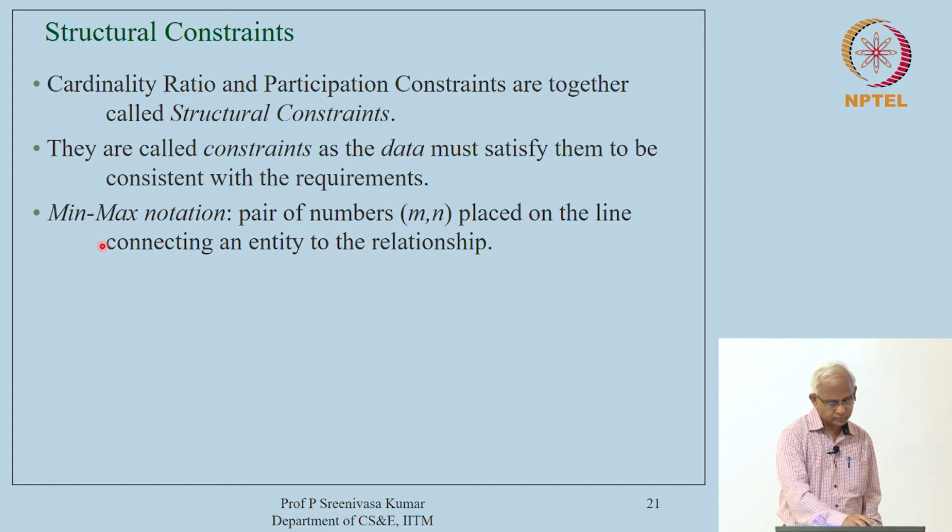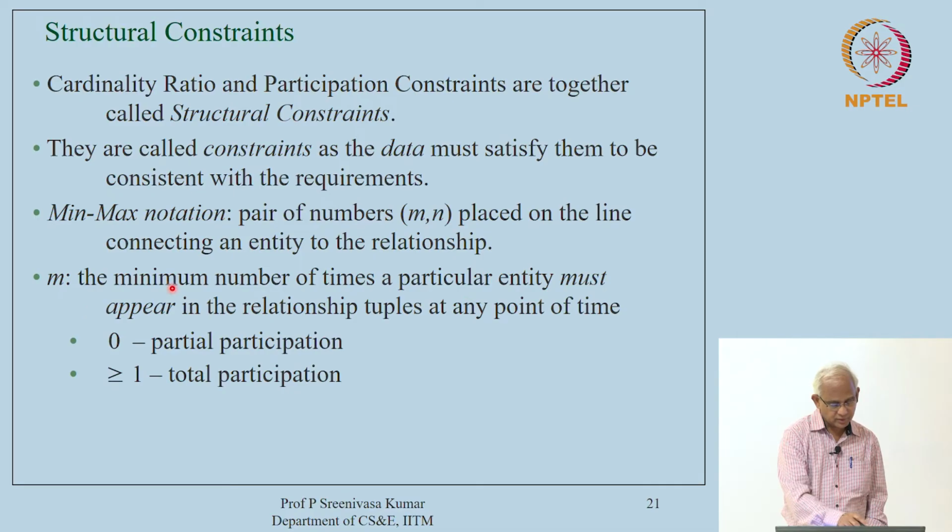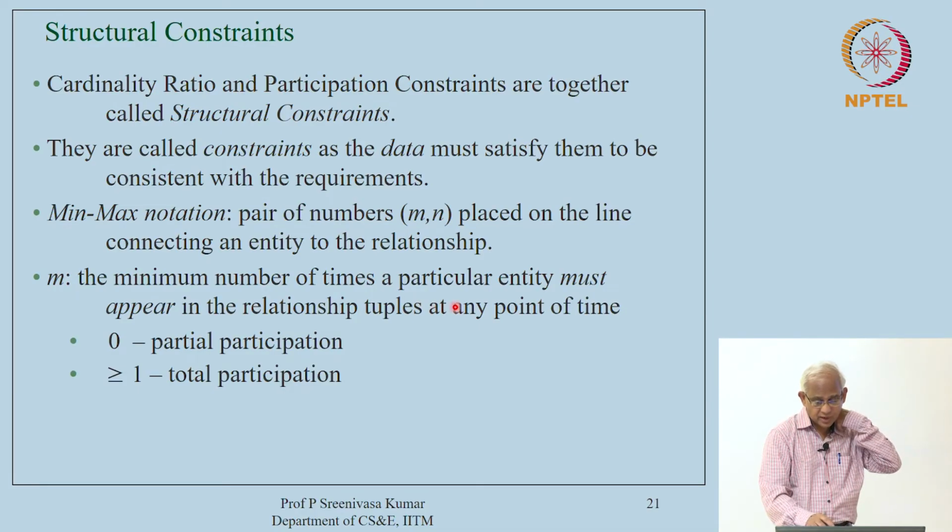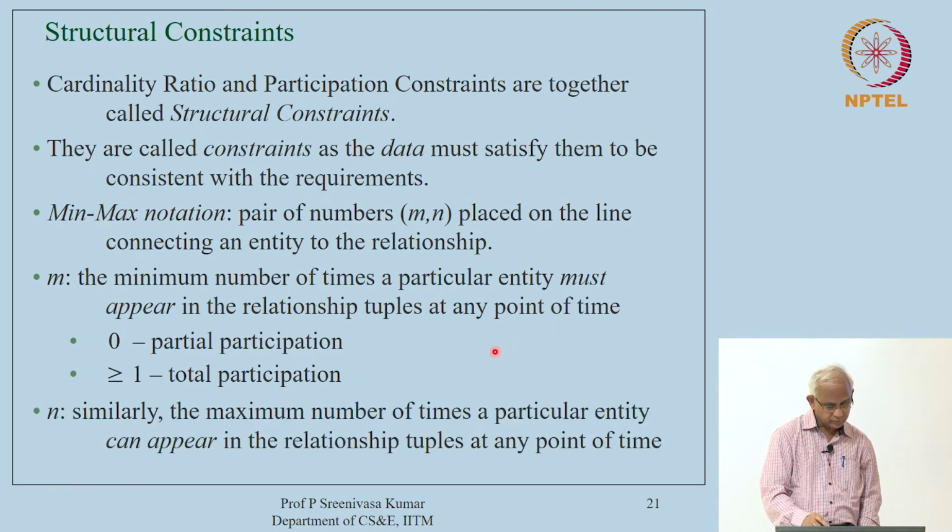Here is an alternate notation which nicely captures both these two things together. This is called min max notation. A pair of numbers m and n, where n has to be at least 1, is placed on the line connecting the entity to the relationship. And the meaning is that m is the minimum number of times an entity must appear in the relationship tuples at any point of time, and n similarly is the max. So, min max, this is the min and that is the max.